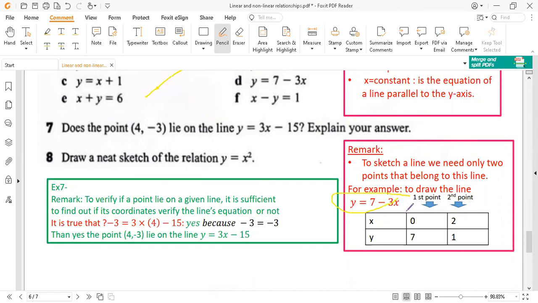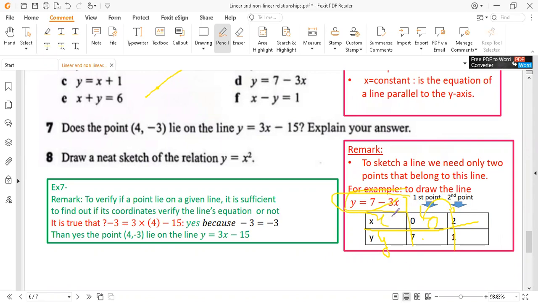We draw a small table like x and y, okay, with two empty entries in the other columns. Normally, we choose any x, for example, x equal to 0. For x equal to 0, we substitute in the equation of the given line. Minus 3 by 0 is 0. So normally y equal to 7 minus 0. So y equal to 7.